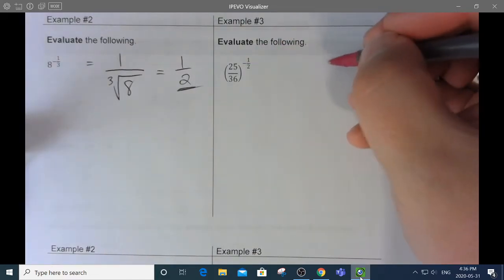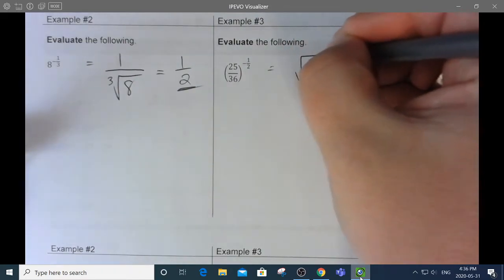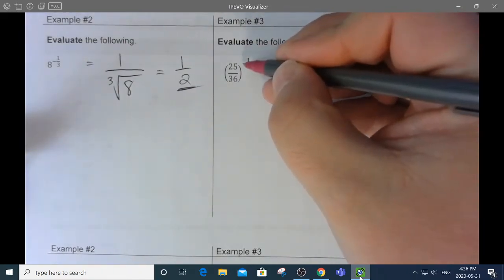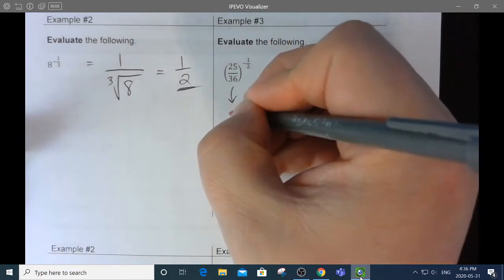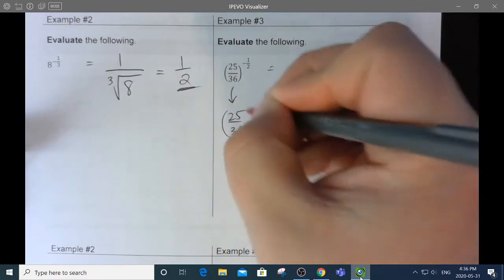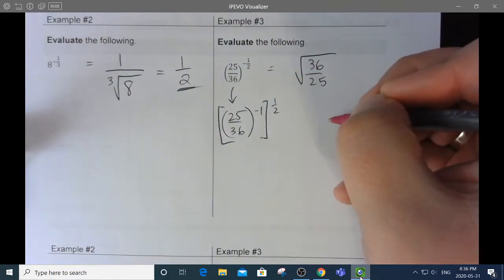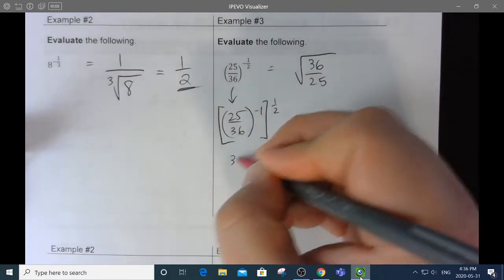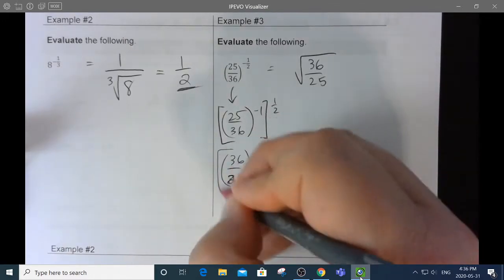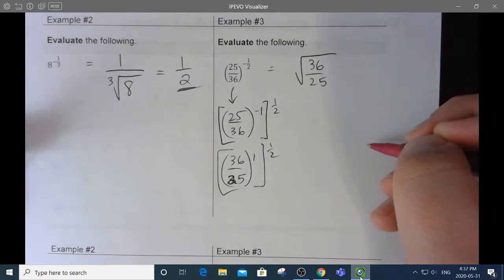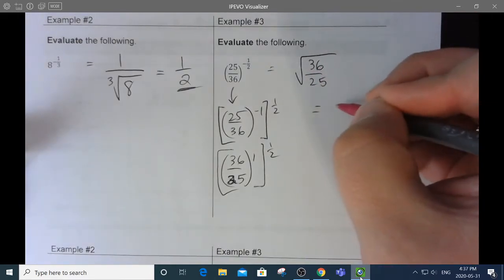This is going to be the reciprocal of this square rooted. So it's going to be equal to the square root of 36 over 25. Right? The negative part reciprocals it, the 1/2 square roots it. Would it help if you thought of this as 25 over 36 to the negative 1 to the 1/2, and then you times those two exponents together? But that means that this is, of course, reciprocaled first, and then square rooted. Again, I wouldn't need to write this down if I understand how the rules work. I would go right to here and find that this is, of course, 6 over 5.